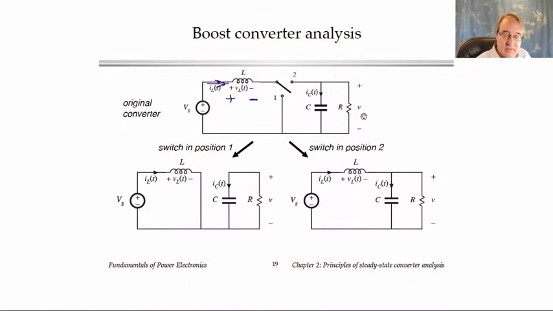Likewise, here I've drawn the output voltage, which coincides with the capacitor voltage, as being plus on top and minus on the bottom. And so the capacitor current must be defined as flowing through the capacitor from the plus terminal to the minus terminal in this direction. So positive capacitor current is flowing in this direction.